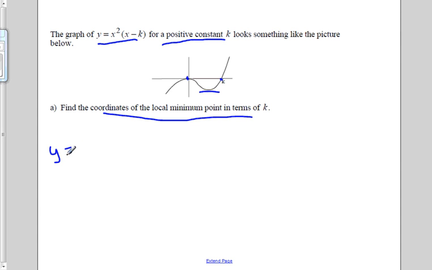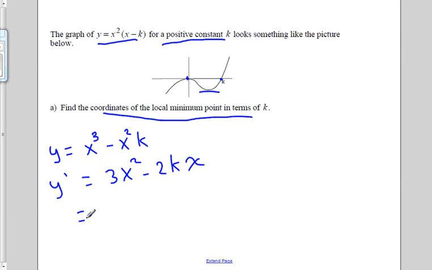Before we find the derivative, it might be easier for us to expand this function, where k is just a constant. So my derivative is 3x squared minus 2kx. And to find out when it's 0, let's do some factoring. So we can factor out an x. And what we're left with is 3x minus 2k.